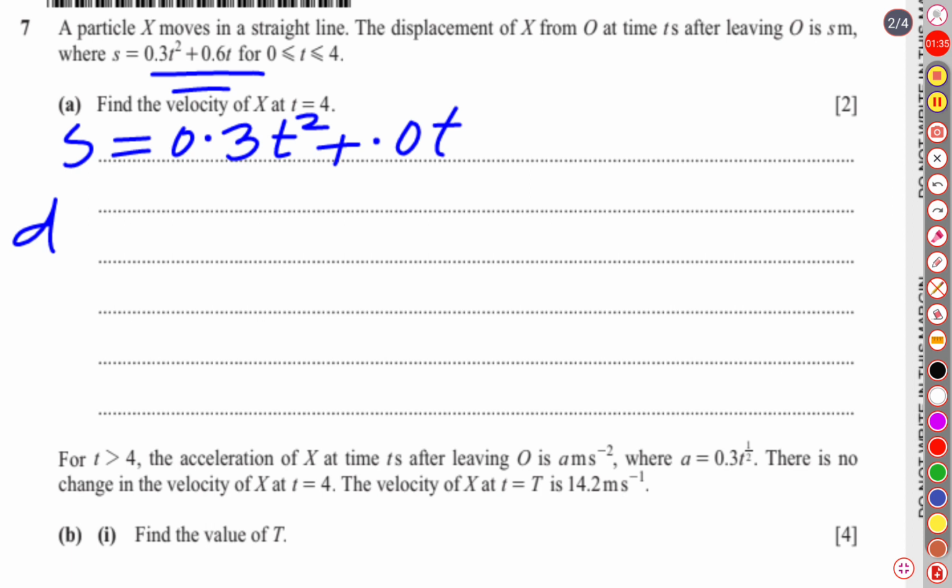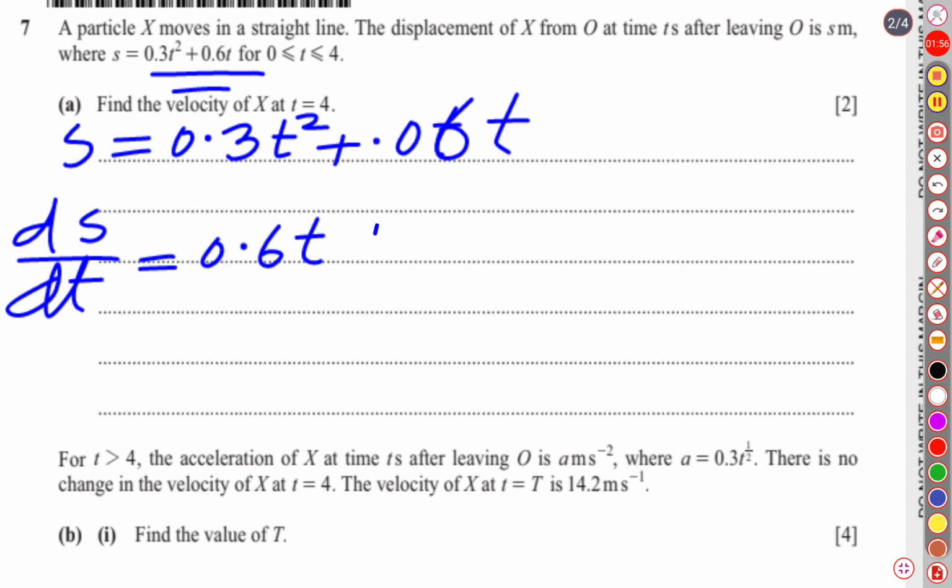The derivative of s in terms of t is equal to: the exponent will multiply the coefficient, so it is going to be 0.6, and the degree will decrease by 1, plus it was 0.6t. So 0.6 times 1 is actually 0.6, and for t, the degree of t will be 0. They have told us to find the value when t is 4.